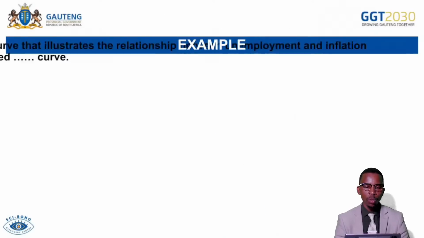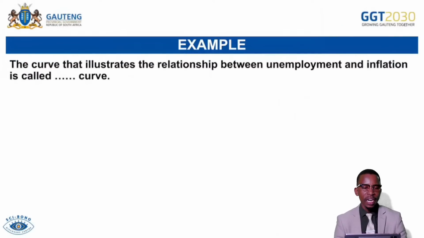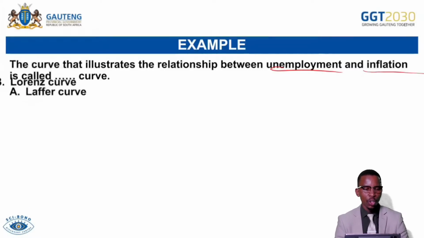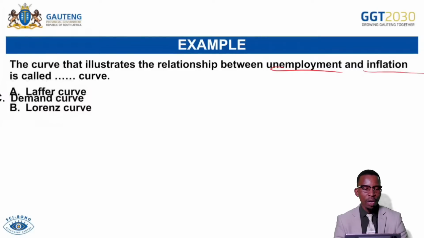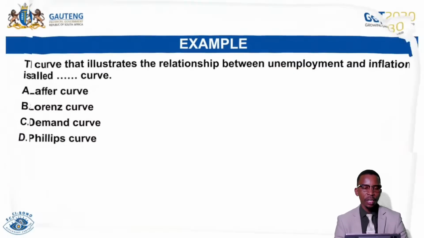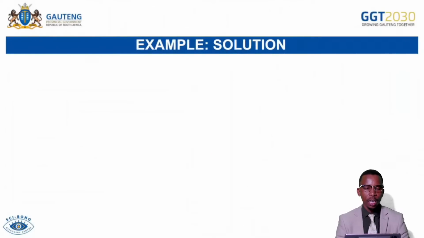So these are some examples of section A 1.1. The curve that illustrates the relationship between unemployment and inflation is called the dash curve. So you already know in your mind that if we talk about unemployment and inflation, we refer to the Phillips curve. Then we check the Laffer curve. We have also the Lorenz curve. We have the demand curve as well as the Phillips curve. So let's check there. There is an answer coming for you.